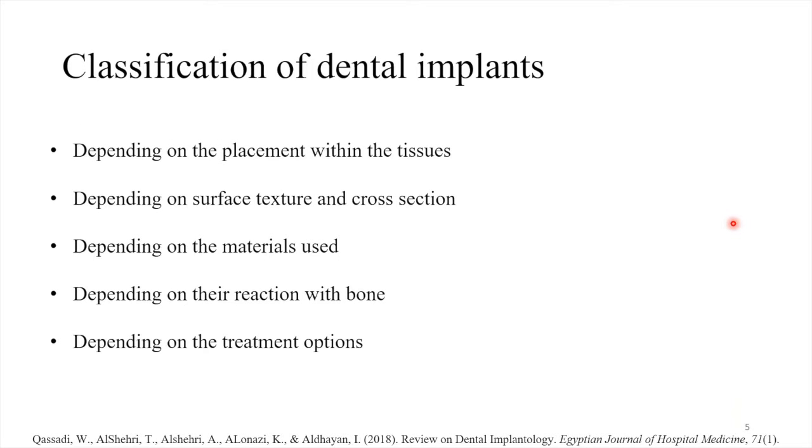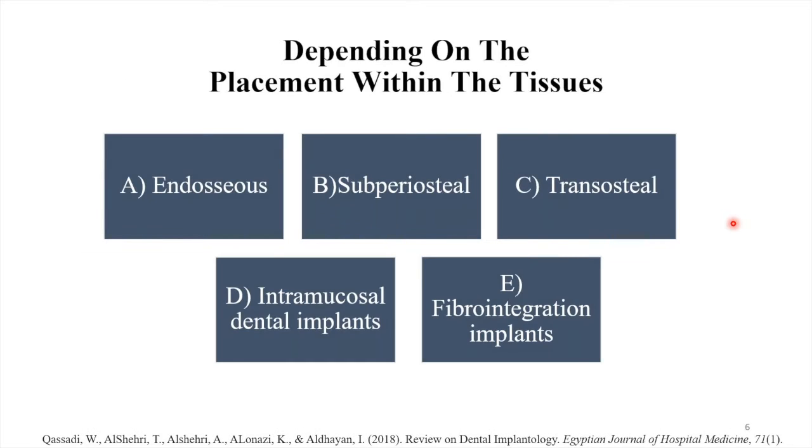As seen in the previous seminars, implants can be classified depending on the placement within the tissues, depending on surface texture and cross-section, depending on the materials used, on the reaction with bone, and on the treatment options. Depending on the placement within the tissues, they can be endosteal, subperiosteal, transosteal, intramucosal, or fibrointegration implants.